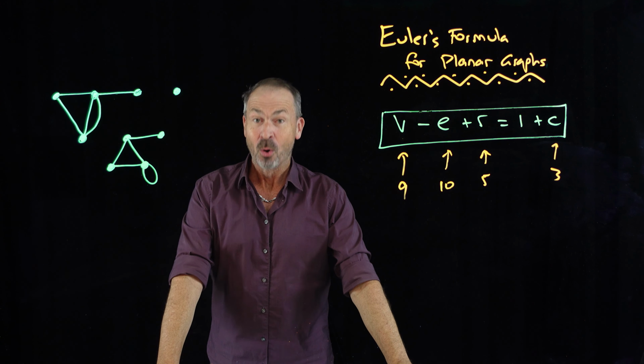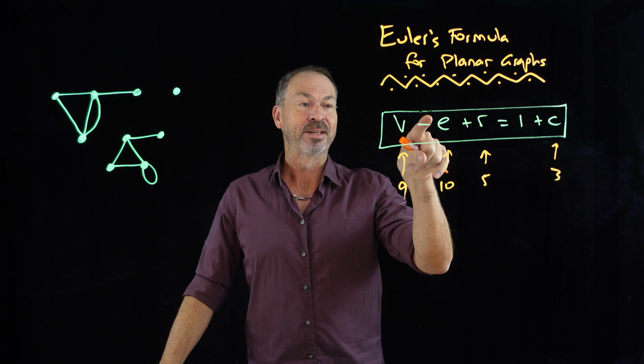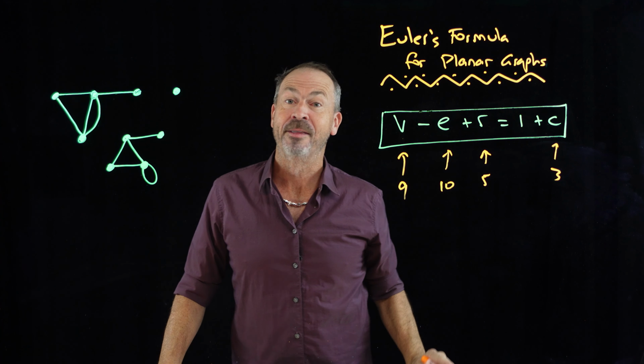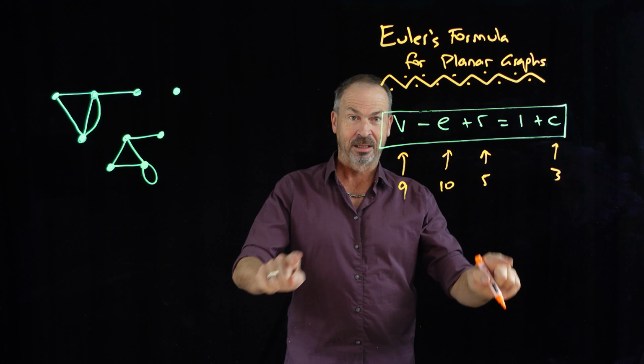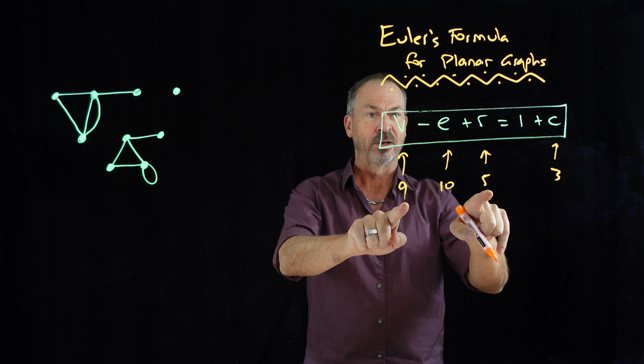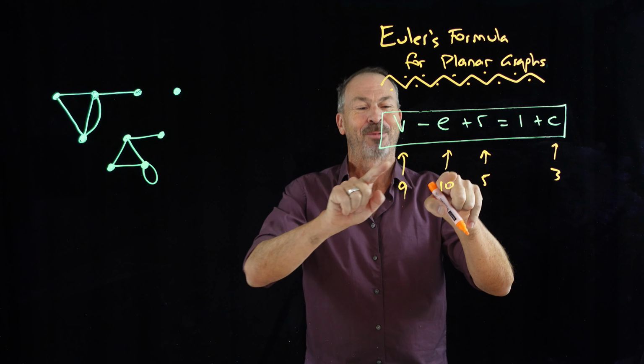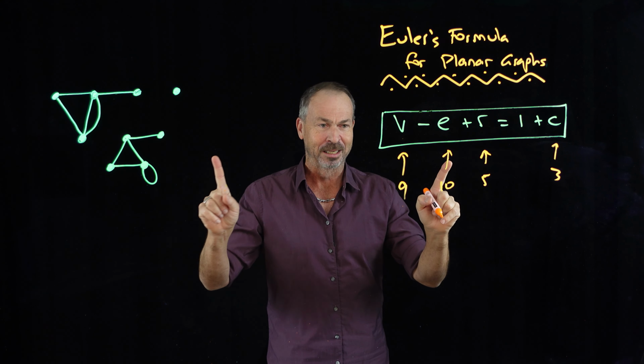Great. And Euler's formula says that V minus E plus R is sure to be 1 more than the number of components. And let's check that. I see V plus R, that's 14, take away 10 is 4. Basic arithmetic is my word.